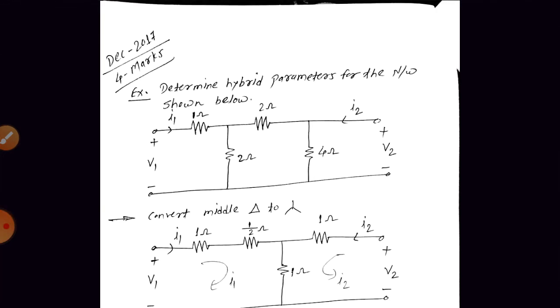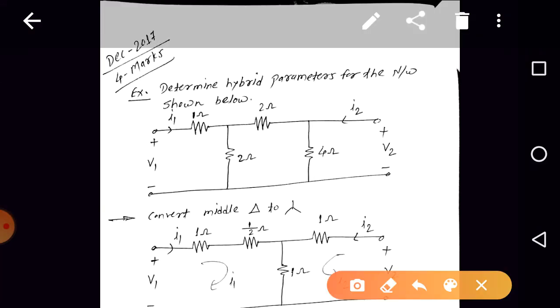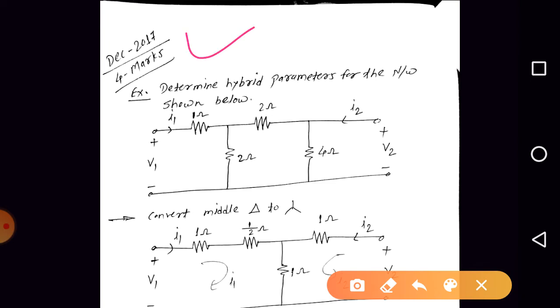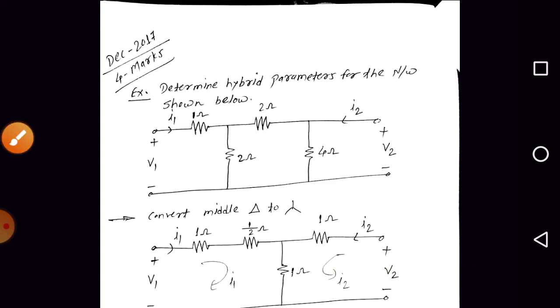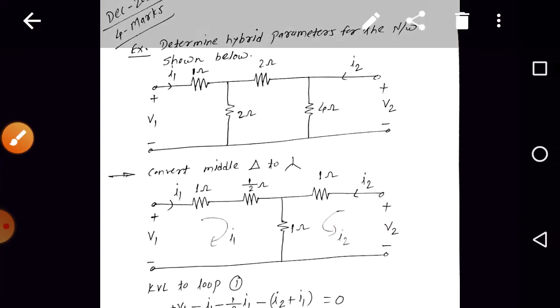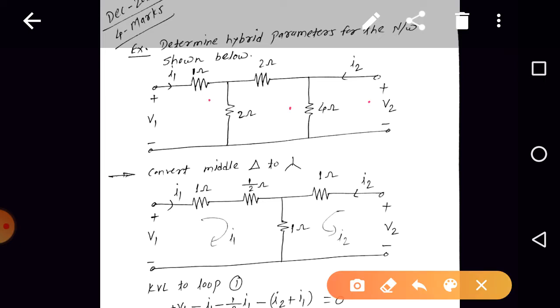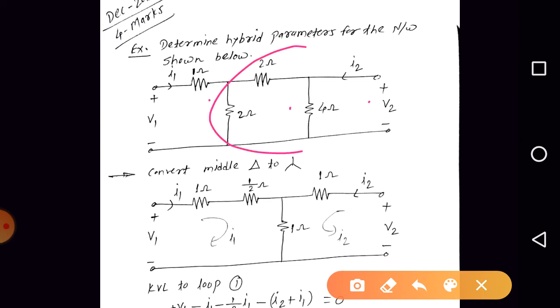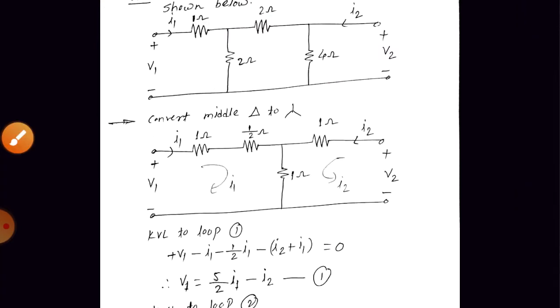So suppose we are having a question like: determine hybrid parameters for the network shown in figure. This question has been asked in the Solapur University examination of December 2017 for 4 marks, right? So here we are having 3 loops, 1, 2 and 3, right? Out of that, can we reduce the number of loops? Yes, here we are having the inner delta 2 ohm, 2 ohm, 4 ohm. Can we convert it into its star equivalent? Yes, so by using delta to star transformation we can get the circuit like this.